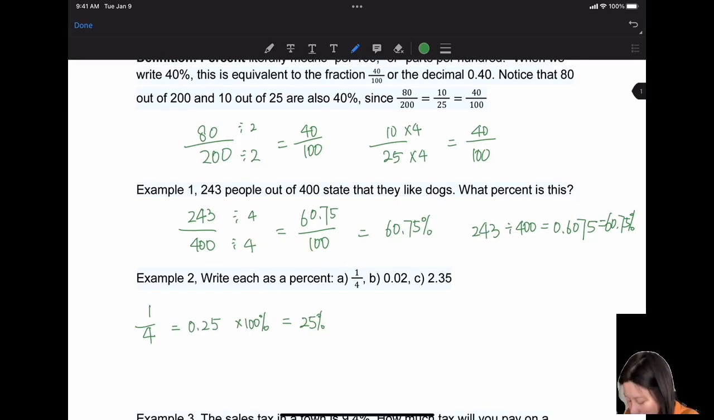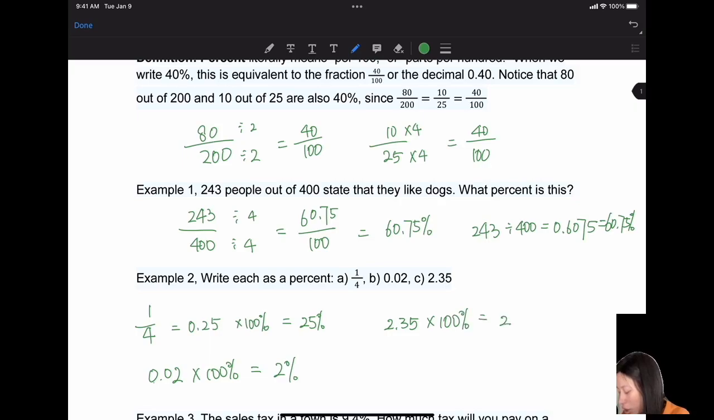Second one, decimal 0.02. I times 100%, so I have 2%. Also, for a decimal greater than 1, it's the same. 2.35 times 100%, you have 235%.